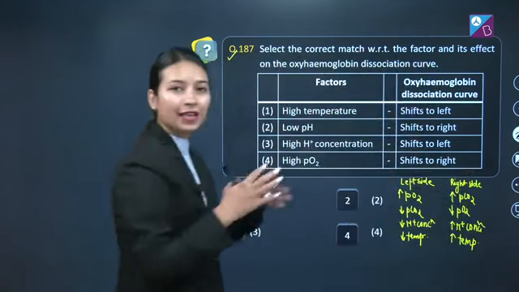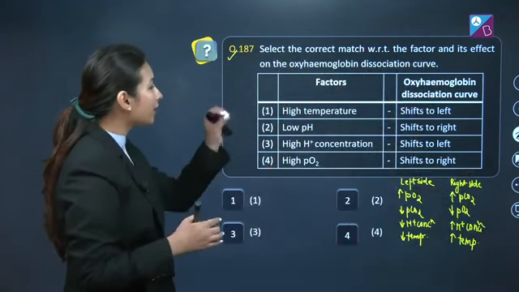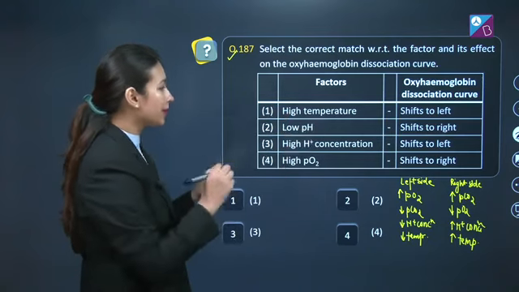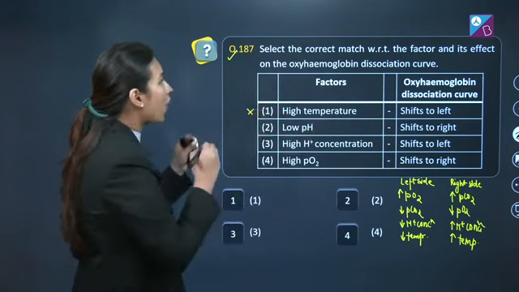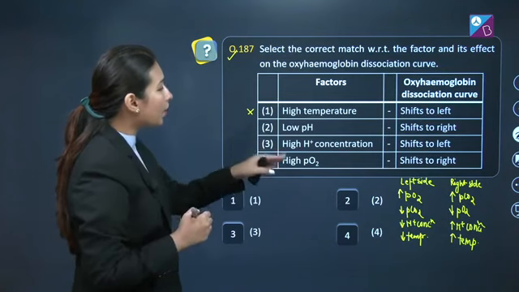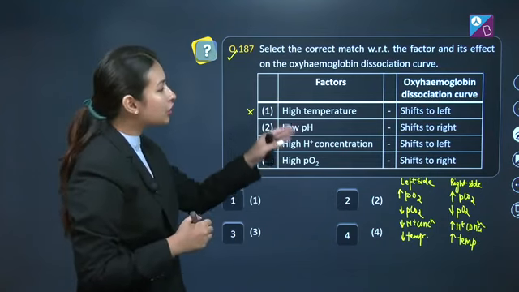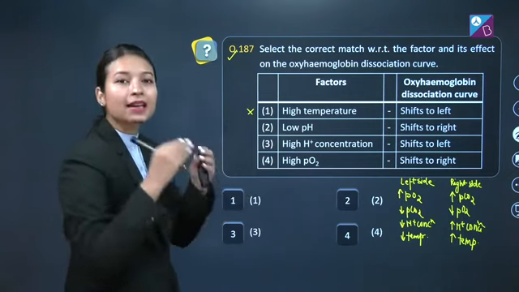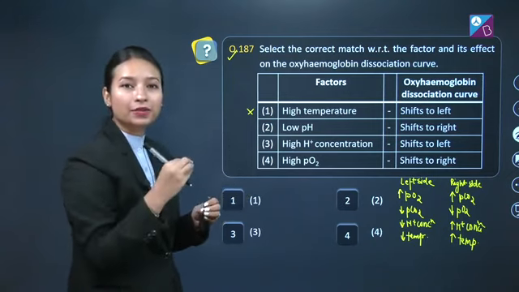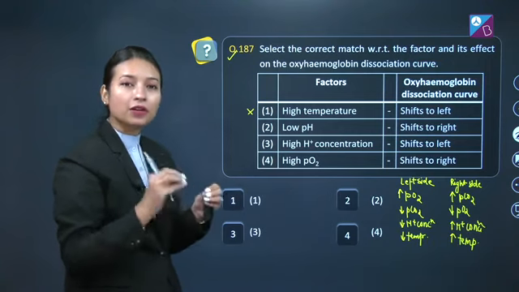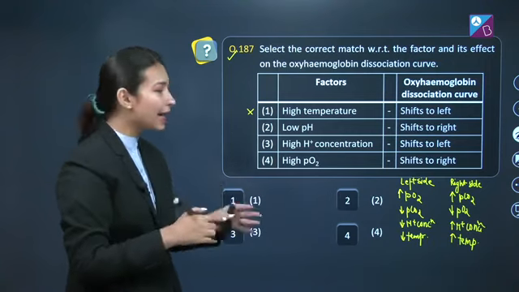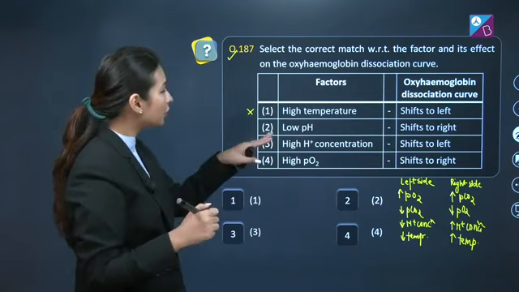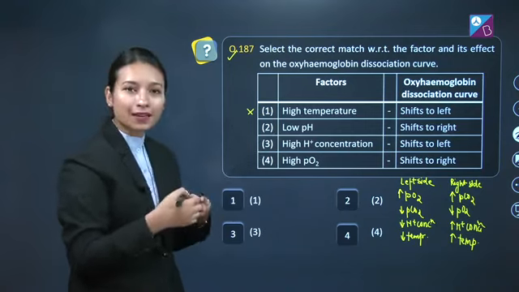So now let's see the options. पहला option है high temperature leads to shifts to left. This is incorrect. Option number 2 here is low pH matched with shifts to right. This is now correct as increase in H plus concentration leads to shifting of the curve towards the right side, and increase in H plus concentration means low pH. So this should be our answer, but let's see the other options.